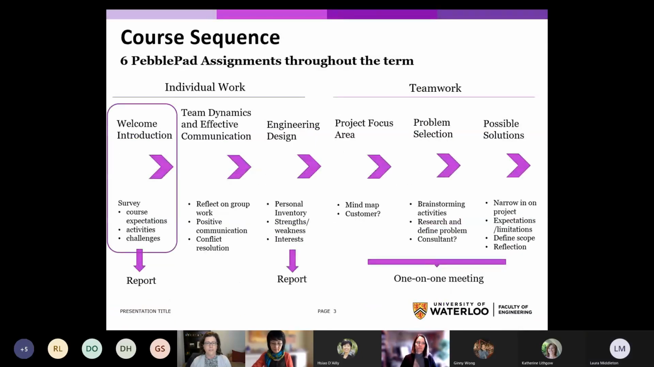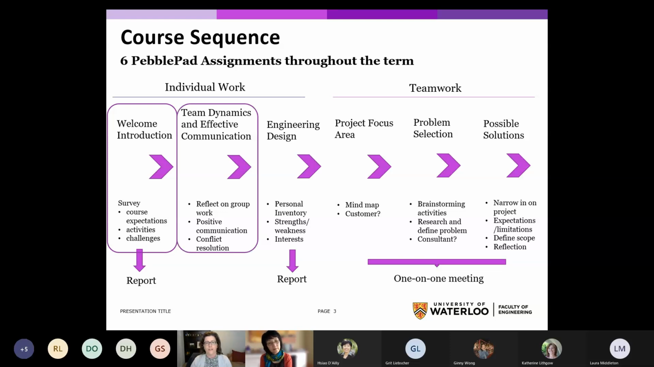All right, so this is a bit of a busy slide, but I'll walk you through it. This is really the pathway through my course. As I mentioned, it goes from individual work at the beginning, and then about halfway through they've created their teams, so it moves into being more of a teamwork type of thing. I had 6 PebblePad assignments throughout the term, and I began with an introduction, and down below here are just the sort of pieces that I had within each of my PebblePad worksheets and the output of what I took from this. So I'll get into talking about reports a little bit later on.